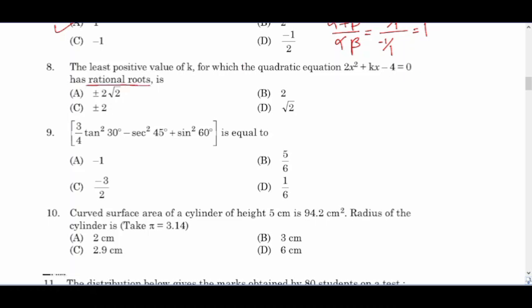Next, the least positive value of k for which the quadratic equation has rational roots. Now rational roots means the discriminant must be a perfect square. The discriminant is b square minus 4ac. So 16 plus 32. Now this quantity, k square plus 32, must be a perfect square. If it is a perfect square, then what is the least positive value of k?